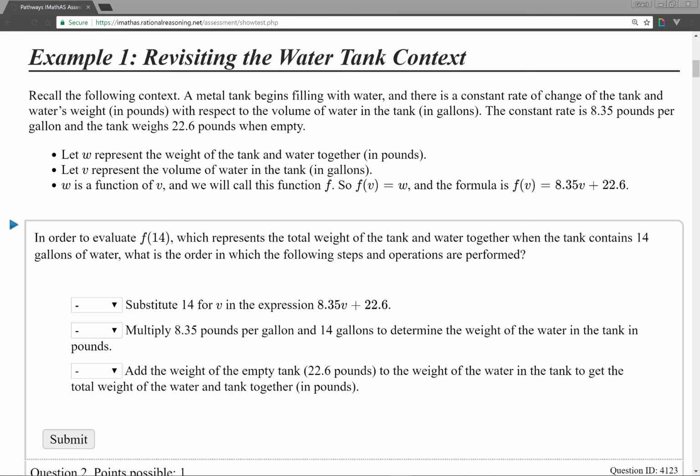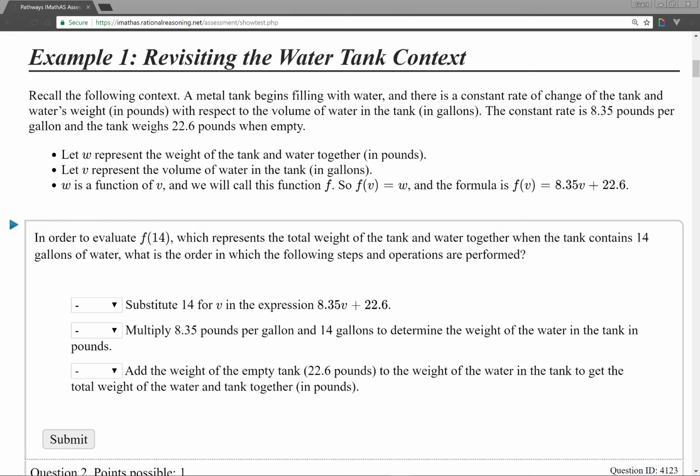Let's look real briefly at the following example. A metal tank begins filling with water, and there's a constant rate of change of the tank and water's weight in pounds with respect to the volume of water in the tank in gallons. The constant rate of change is 8.35 pounds per gallon, and the tank weighs 22.6 pounds when empty.